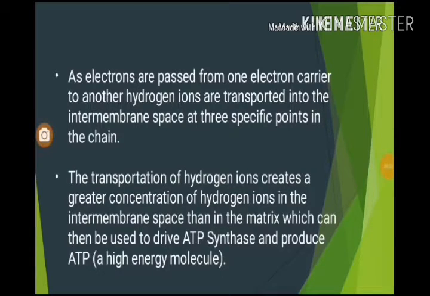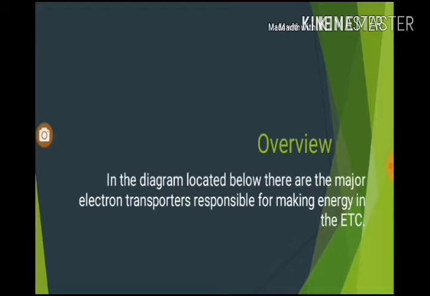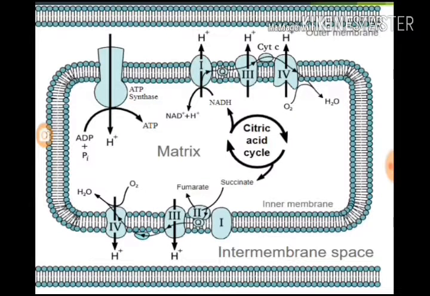So let's discuss now the whole process of the electron transport chain. In the diagram located below, there are the major electron transporters responsible for making energy in the ETC. So we have here the diagram of the whole electron transport chain process. So the first phase occurs in the intermembrane space. An integral protein that receives electrons in the form of hydride ions from NADH and passes them to ubiquinone.